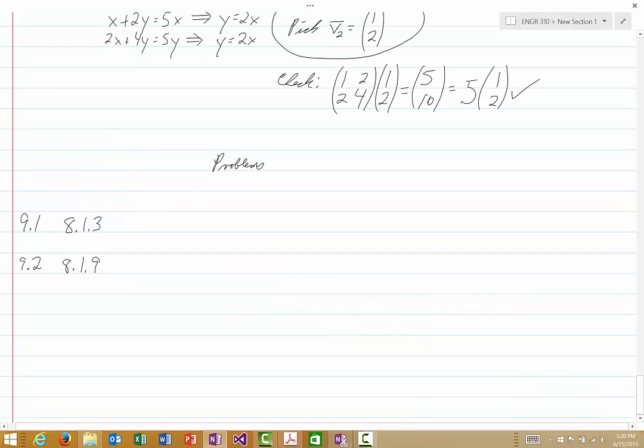Okay, so for the problems for this lecture, let's try the following. Problem 9.1 will be problem 8.1.3 in your textbook, and problem 9.2 will be problem 8.1.9 in your textbook. So those problems will conclude lecture 9, and good luck.